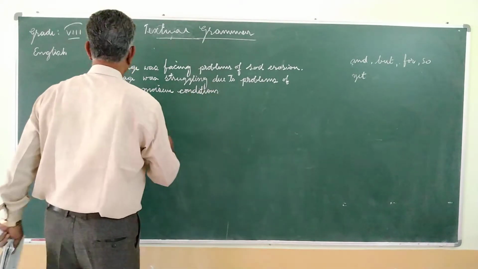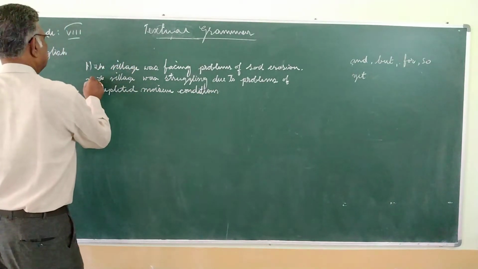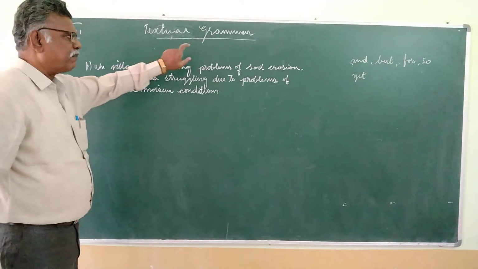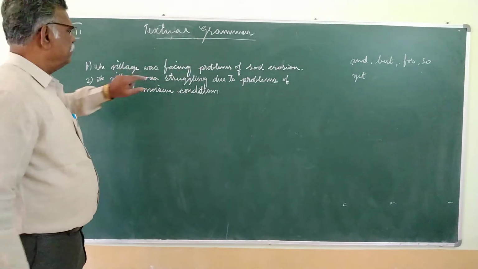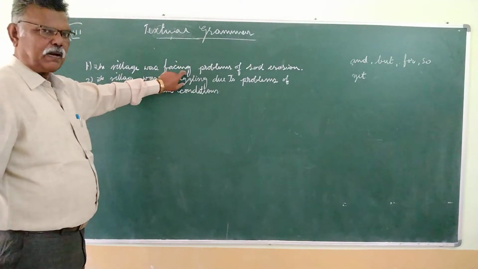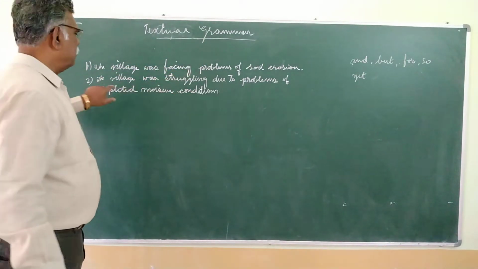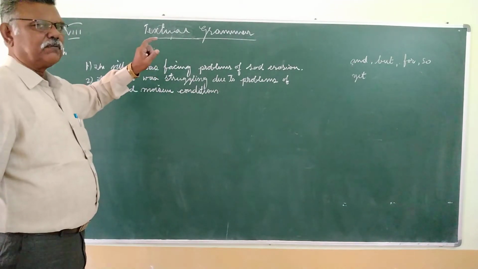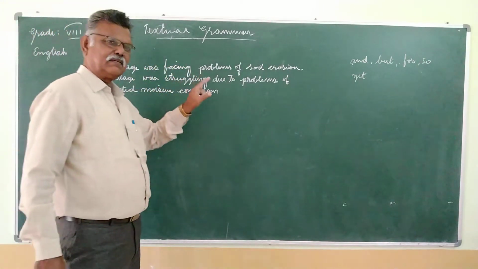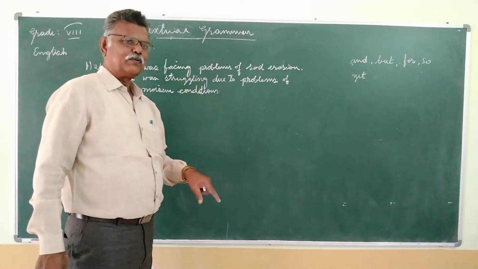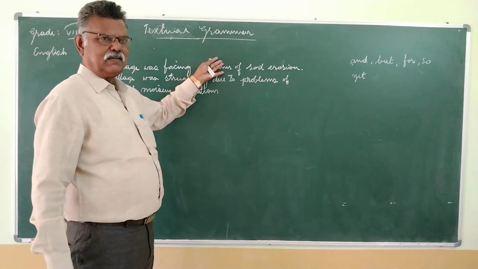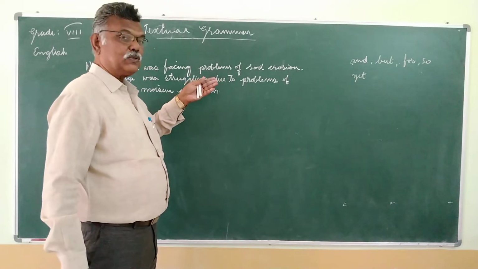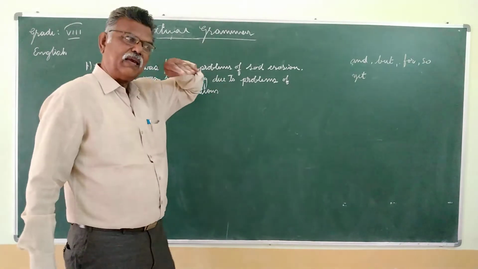Look at here. This is sentence number 1 and this is sentence number 2. If you observe, the village was facing a problem, that is soil erosion. Number 2, the village was struggling, it's also a problem only. Struggling due to problems of depleted moisture condition. Moisture means the wetness has depleted. Soil erosion ultimately causes lack of rains. Okay, so what we understood is both the sentences are going in the same line.